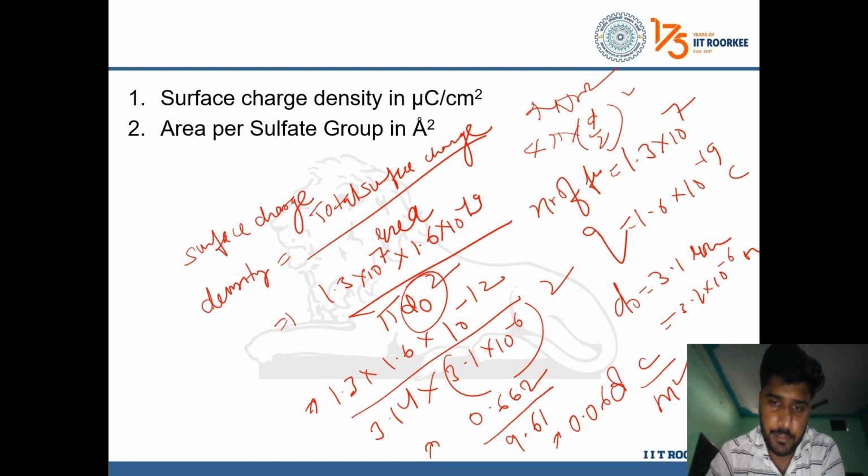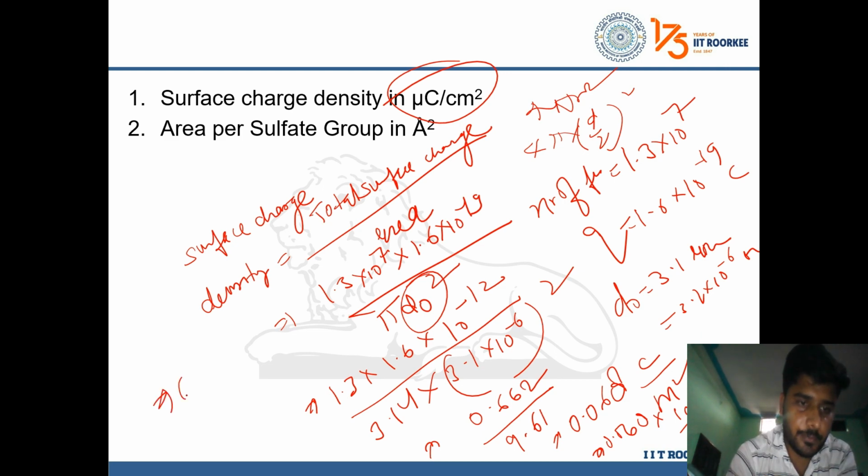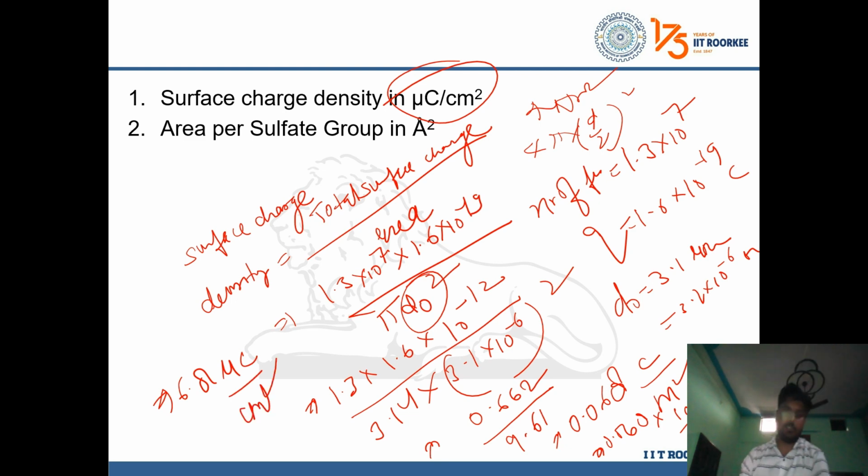So you have to convert it to micro coulomb per centimeter square. So 0.068 and 10 raised to 6 micro coulomb and 10 to power 4 centimeter square. So you basically will get around 6.8 micro coulomb per centimeter square. You can check the calculation. And the second is the area per sulfate group in angstrom square.